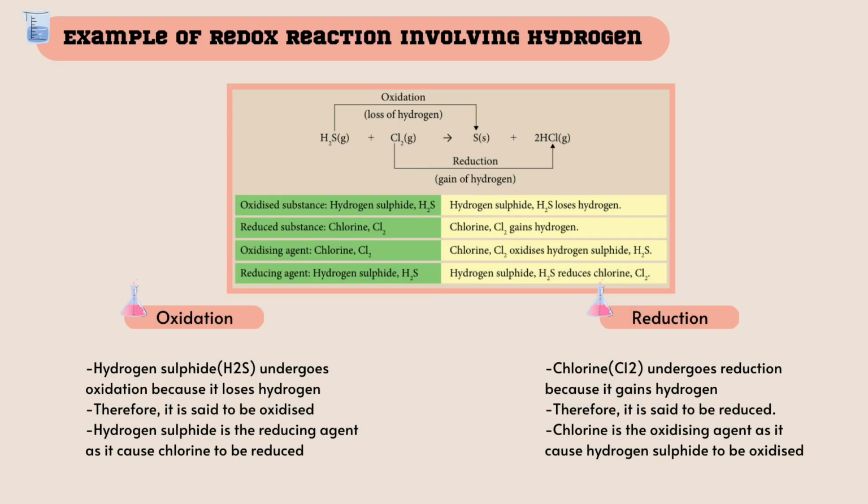For the oxidation reaction, hydrogen sulfide undergoes oxidation because it lost hydrogen. Therefore, it is said to be oxidized. Hydrogen sulfide is the reducing agent as it causes chlorine to be reduced. For the reduction reaction, chlorine undergoes reduction because it gains hydrogen. Therefore, it is said to be reduced. Chlorine is the oxidizing agent as it causes hydrogen sulfide to be oxidized.